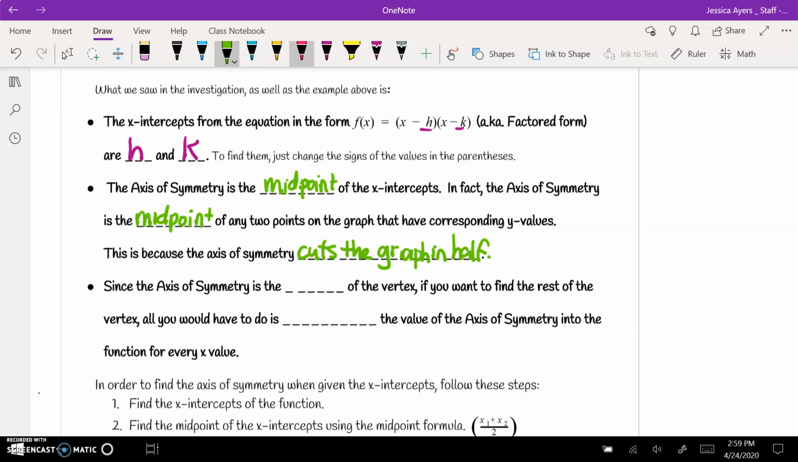Since the axis of symmetry is the x value of the vertex, if you want to find the rest of the vertex, all you would have to do is substitute the value of the axis of symmetry into the function for every x value that you see. So you would just plug it in and simplify.